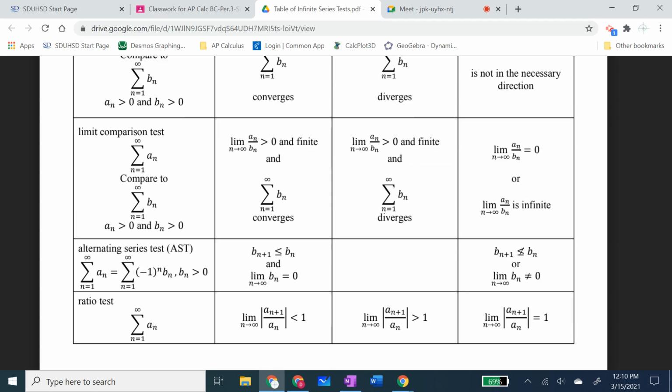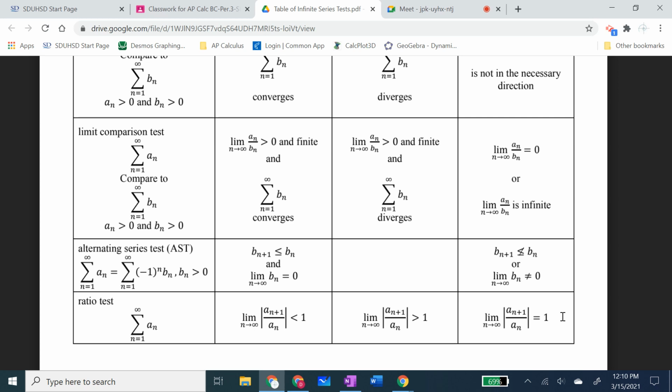And now with the alternating series test, we have inconclusive if even just one, doesn't have to be both, just one of those doesn't work. And then lastly, don't forget with the ratio test, if you get an answer of 1 to that limit, it just can't help you. It says go somewhere else.